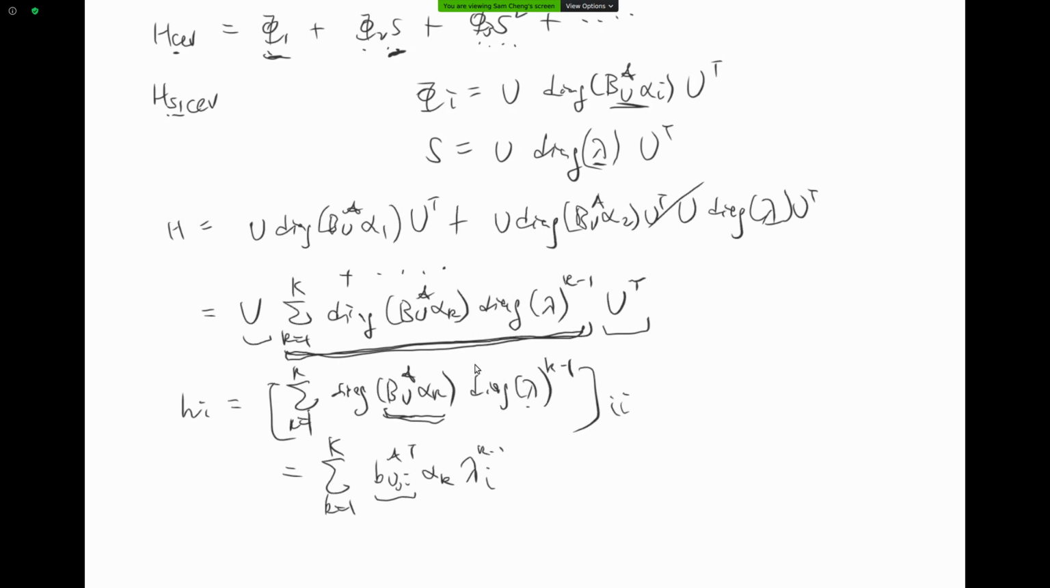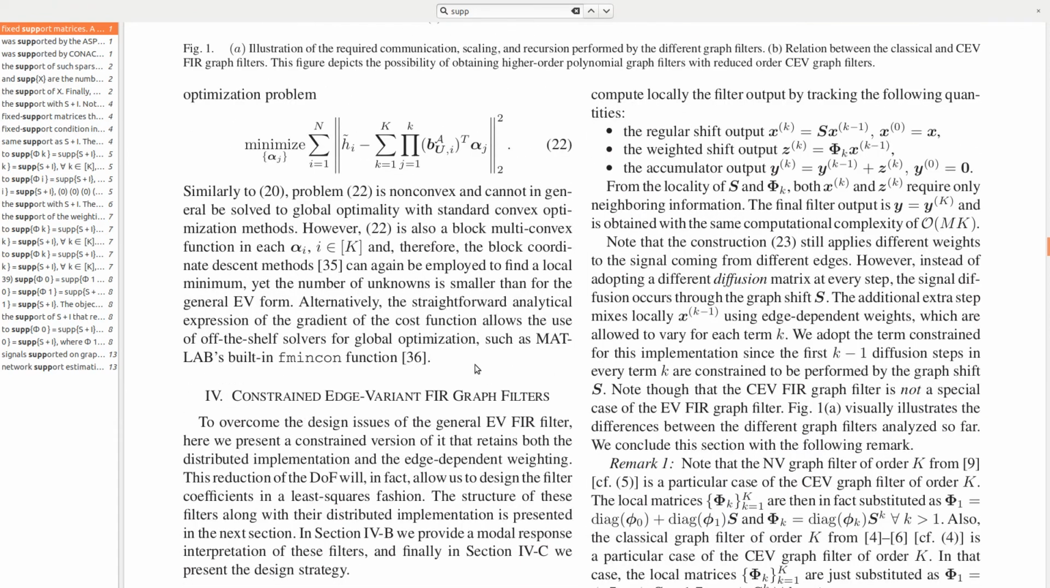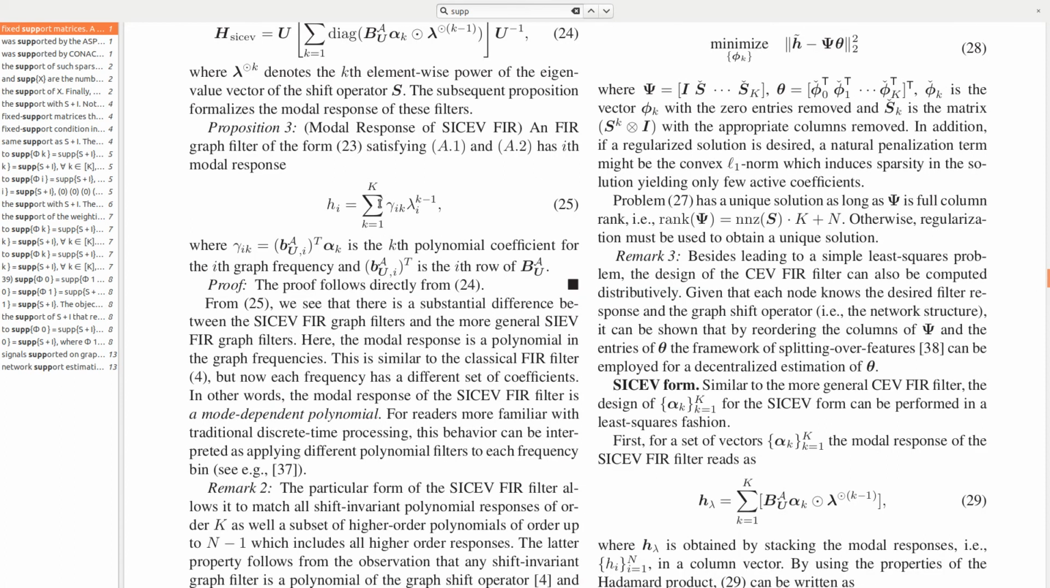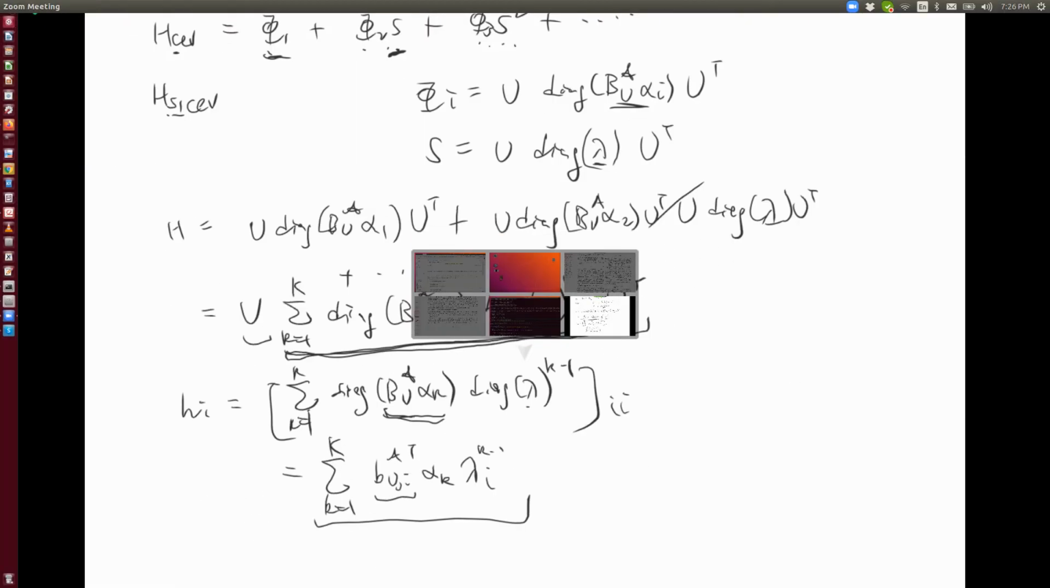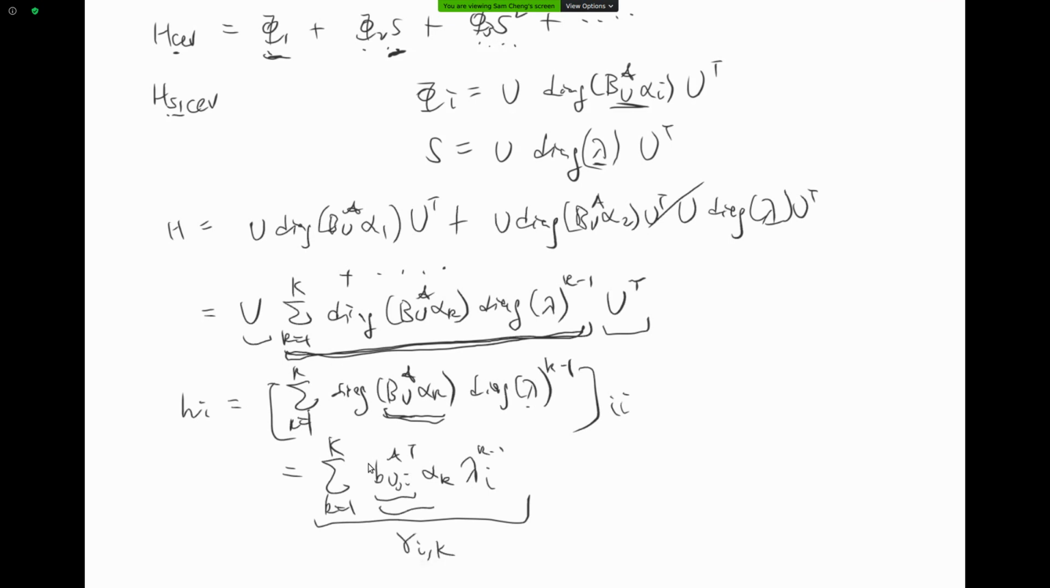Therefore the i-th frequency coefficient after the Fourier transform is scaled by this value here, and this is referred to in the paper as proposition 3, I think. Yeah, this proposition 3 here. He simplified further, renaming this B U A_i transpose I alpha_k as gamma_ik here. So basically this guy here, you call it gamma_ik.